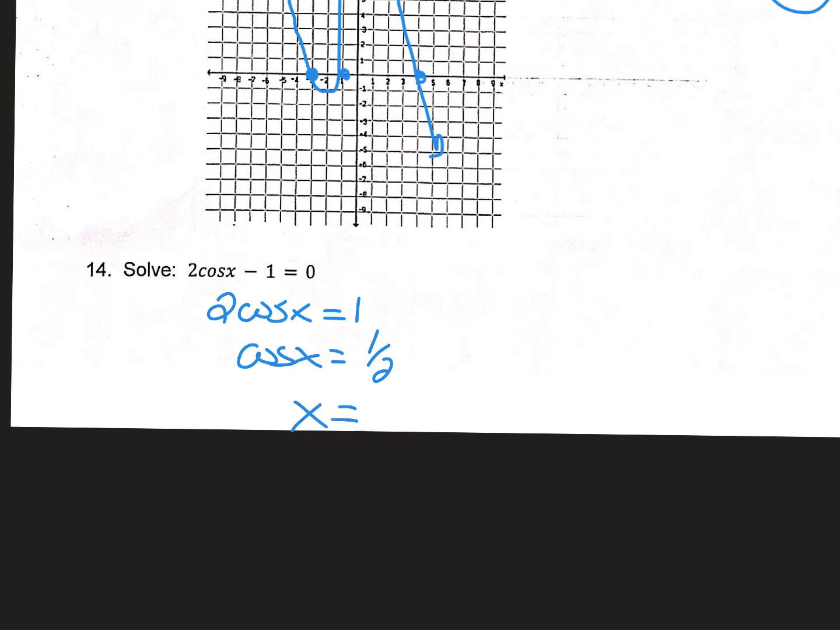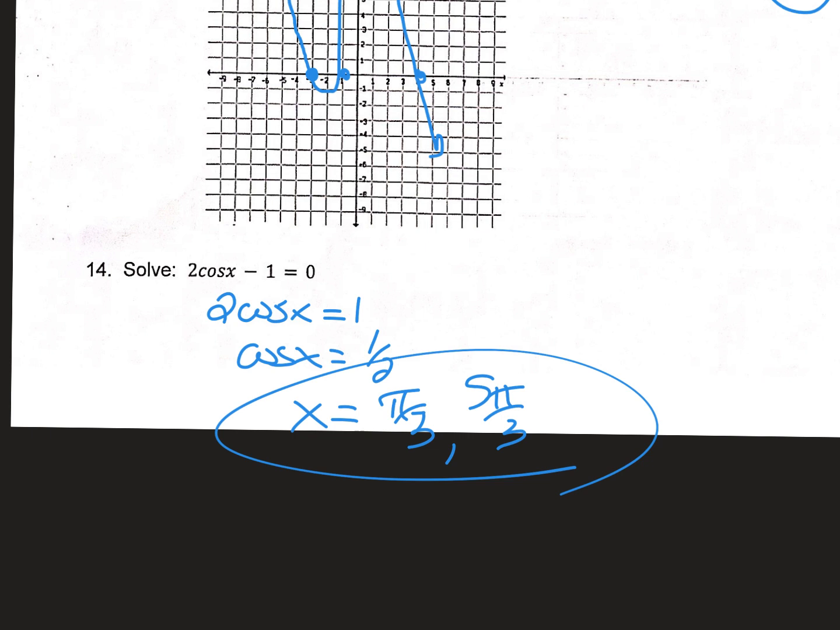And that's asking you, where is cosine 1/2? Hopefully you don't even need your unit circle anymore. But cosine is 1/2 at pi over 3, which is quadrant 1 because it's positive. Where else is cosine positive besides quadrant 1? Answer is quadrant 4. What is the pi over 3 in quadrant 4? It is 5 pi over 3. Those are your two answers, and you got it.